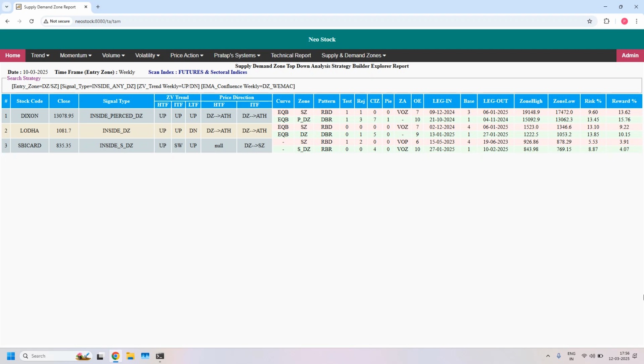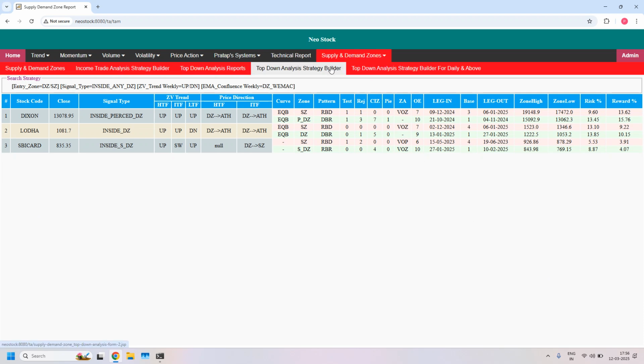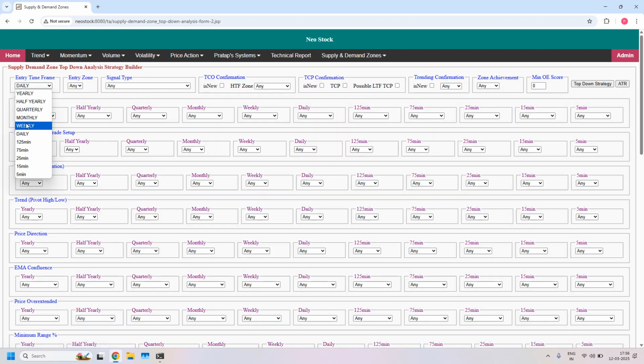So we got 3 stocks. Only these 3 weekly demand zones are having weekly EMA confluence, and also current price closed inside these weekly demand zones. Okay. Next, weekly time frame.